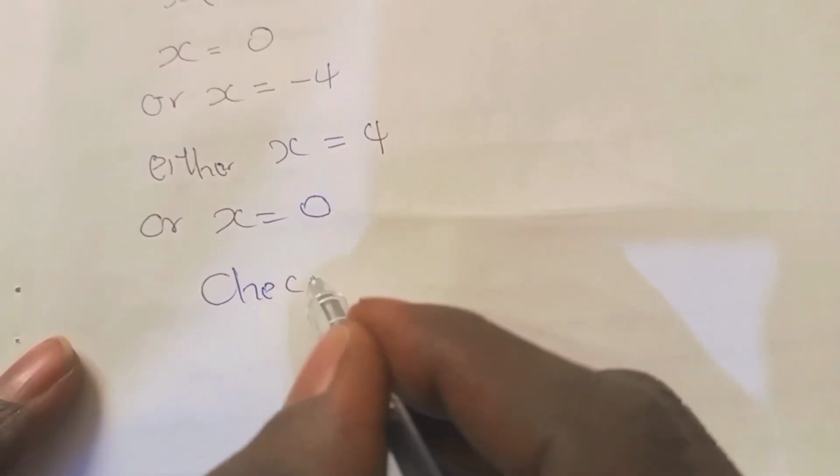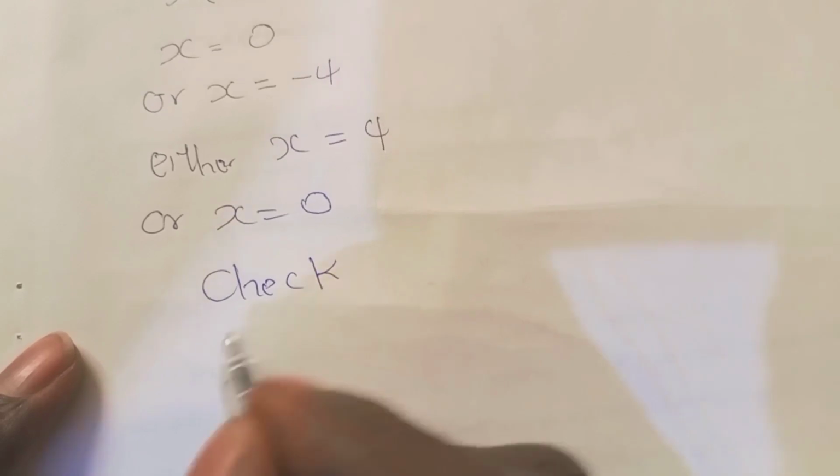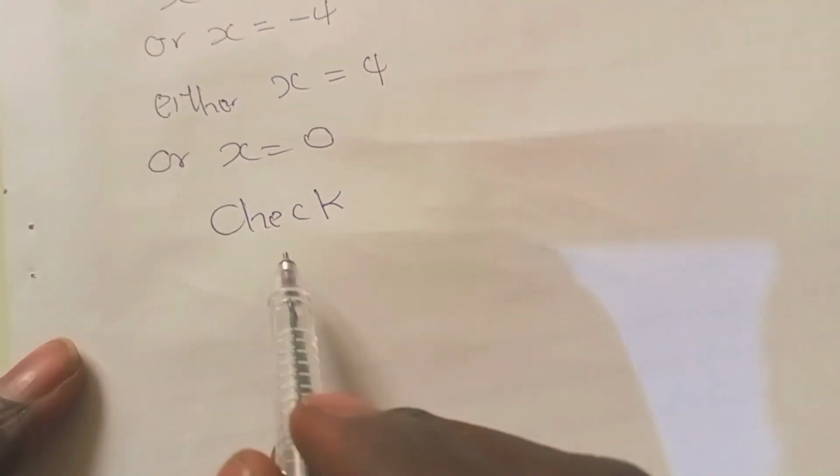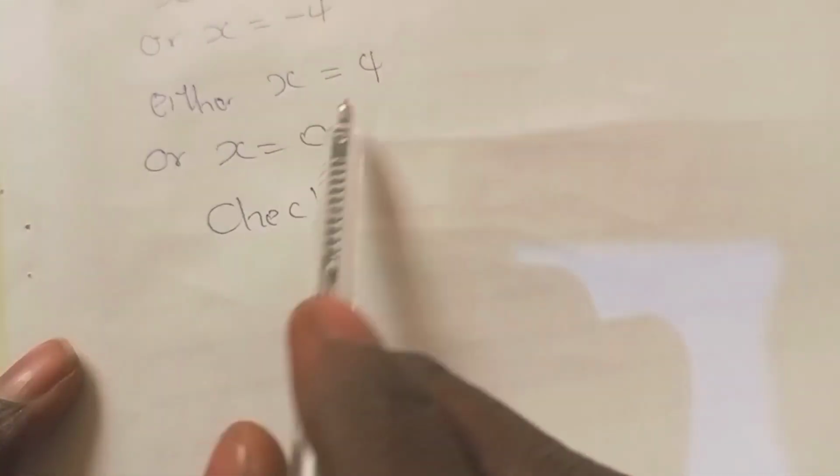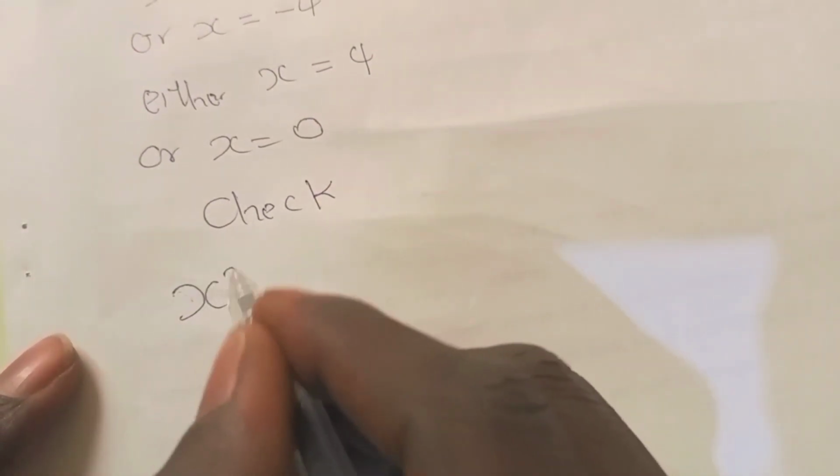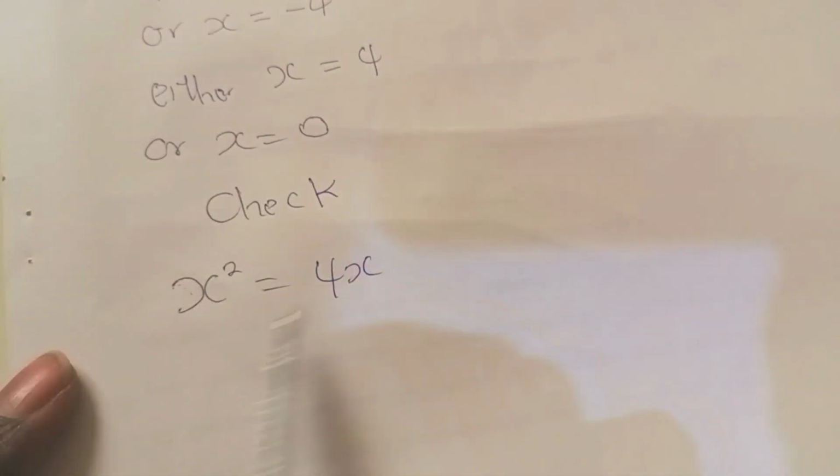Let me check and see whether our solution is correct. To check this equation, we have to substitute the value of x equals 4 into the original equation. The original equation is x squared is equal to 4x. So the value of our x here is 4. So substitute it into the original equation.